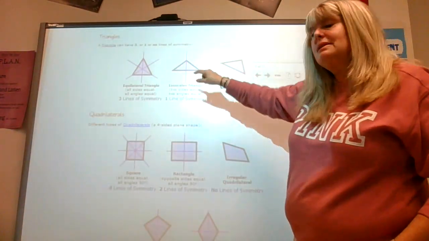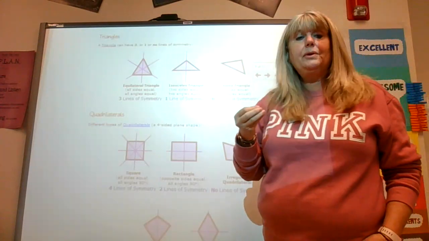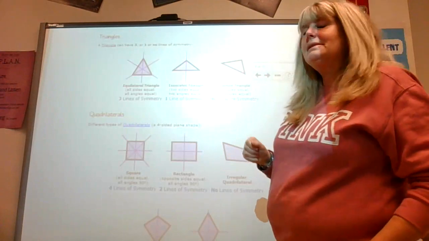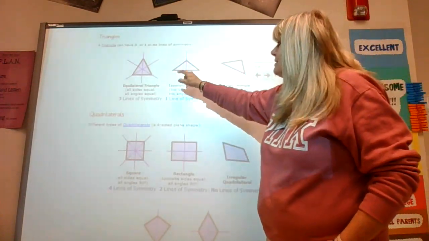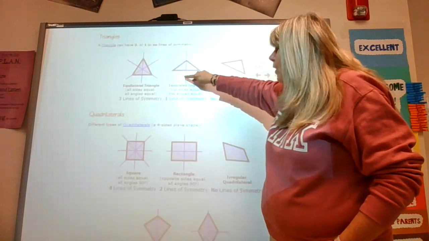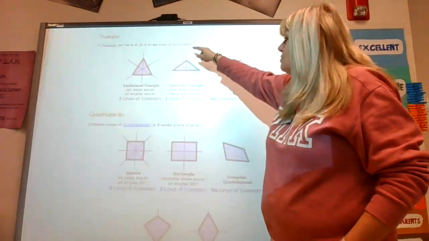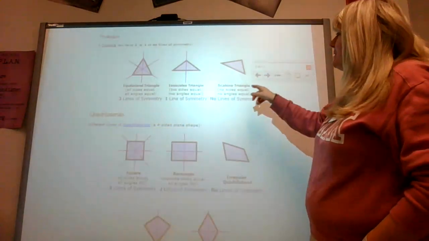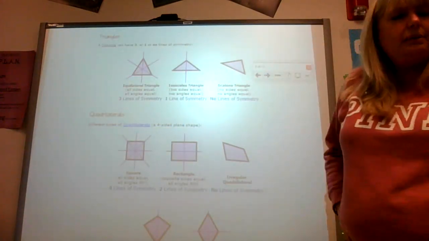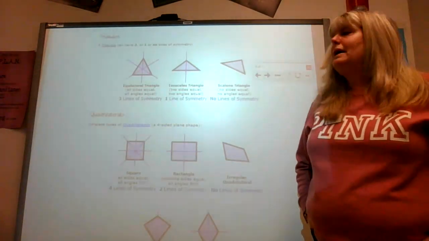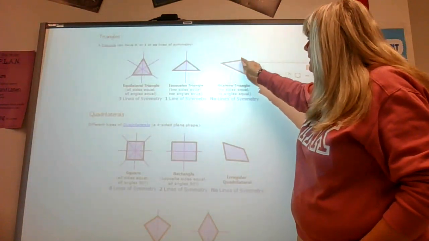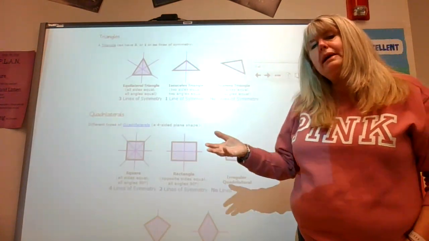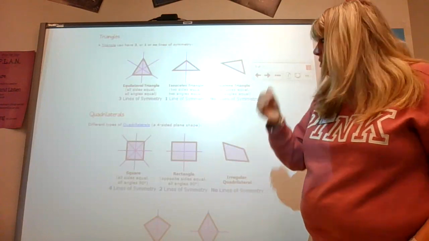Now this is an isosceles triangle, and the way we know it's an isosceles is 2 of the sides are equal. And since 2 of the sides are equal, we will have 1 line of symmetry because the 2 sides are equal and 2 angles are equal. Okay, and the last one is a scalene triangle, the one that we looked at earlier. There are no lines of symmetry because none of the sides are the same length, so there's nowhere I can cut this to make a line of symmetry.